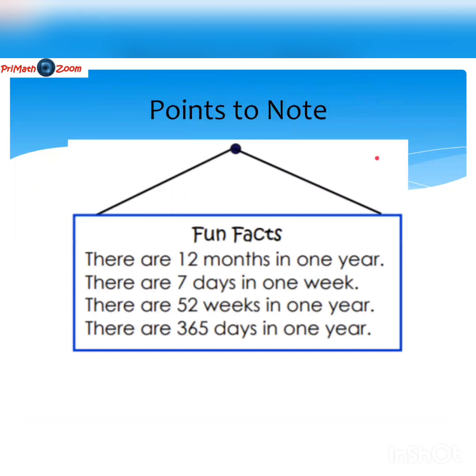Some important points to note. There are 12 months in 1 year. There are 7 days in 1 week. There are 52 weeks in 1 year. There are 365 days in 1 year. So these are some important points that we need to bear in mind when we're focusing on the activities to come.